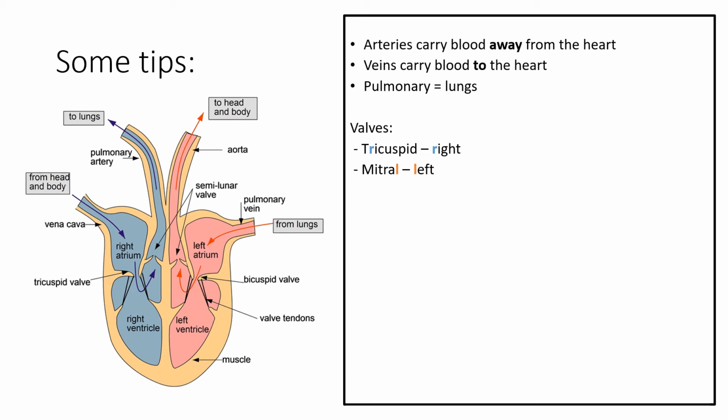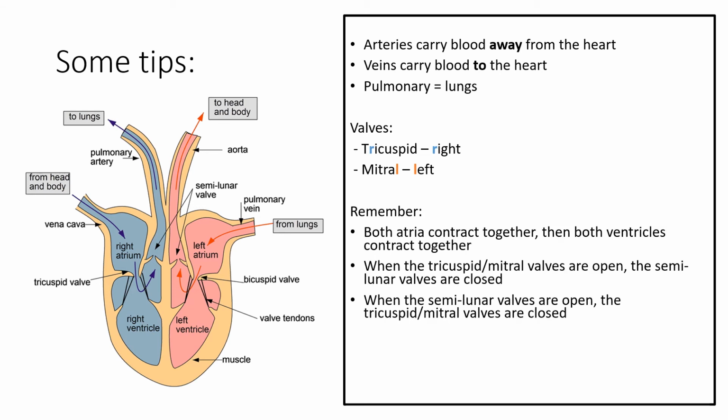Remember, although I explained the circulation as a cycle, starting from the right to the left, both sides of the heart contract together. The right and the left atria contract together, then the right and the left ventricles contract together. Also remember that when the tricuspid or mitral valves are open, the semilunar valves are closed and vice versa. Do you know the heartbeat you hear is actually the sound of the valves closing?